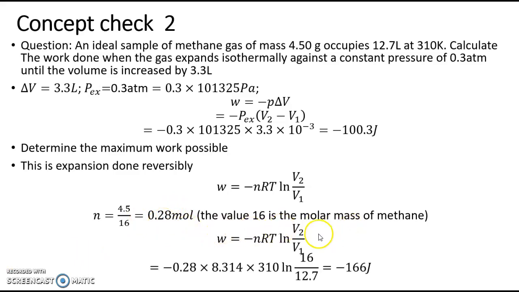If we slot it in the equation, we have minus 0.28 times 8.314 times 310, natural log of 16 over 12.7. Now this 16 is not the molar mass of methane. It is the final volume obtained by 3.3 plus the initial volume of 12.7. So that gives us minus 166 joules. So that's the maximum work that the system can do.